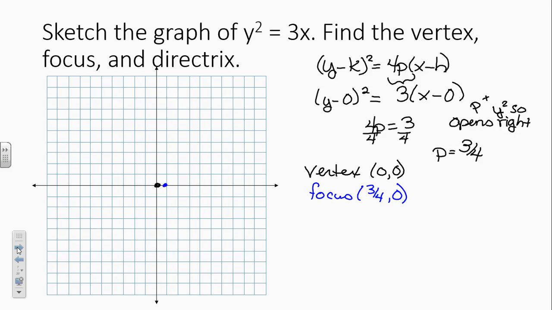So far, so good. And where's our directrix going to be? Three-fourths of the way the other way, right? Because the vertex is the midpoint. So we're going 3/4 of the way the other way, and we'll be at a line that looks like this. That's a vertical line. Is that x equals or y equals? X equals. So x equals negative 3/4 is our directrix.